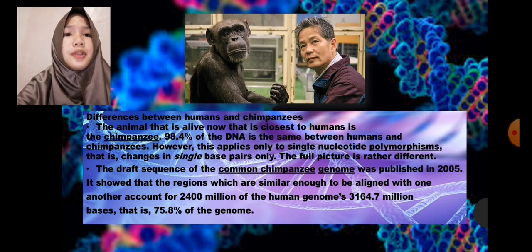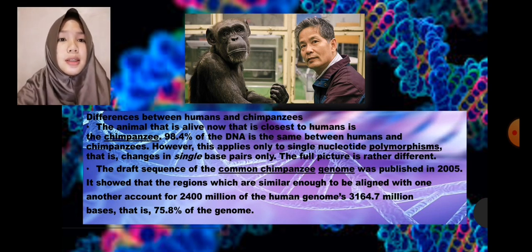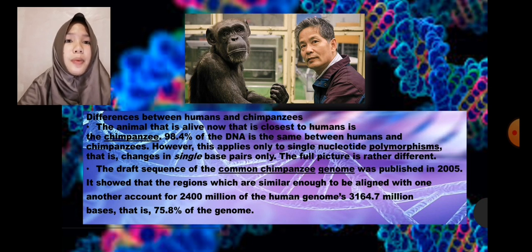So we have the difference between humans and chimpanzees. Kumbaga, kasi sa atin kasi parang mas malapit daw tayo sa chimpanzees kasi more sa genome ng chimpanzees is parang nafa-found out din sa ating mga katawan. Tulad niyan, difference between human and chimpanzees. The animal that is alive now that is closest to humans is the chimpanzee. 98% of the DNA is the same between humans and chimpanzees.